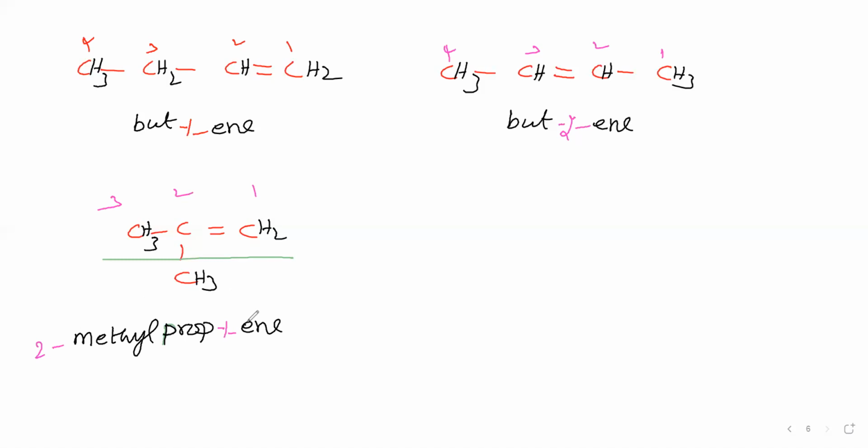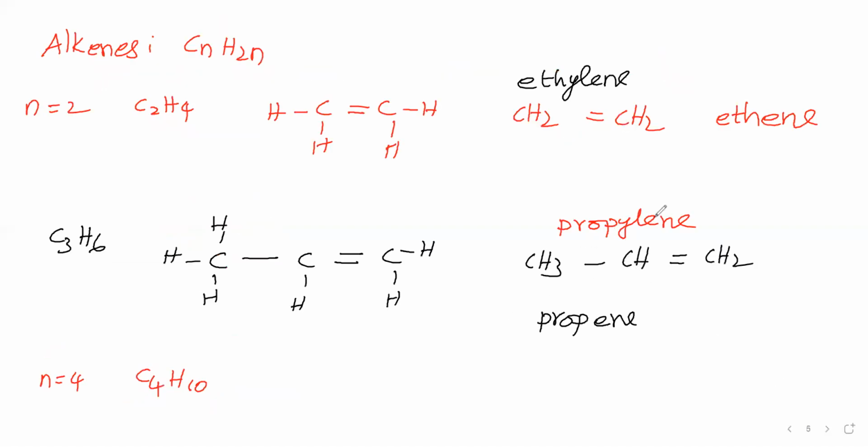Now in this case, for the common name, we see this second carbon is having 2 methyl groups, therefore we can say iso: isobutylene. Generally, butylene means this one; the common name is this one, not this. For this we cannot give a common name, so the IUPAC name only we can say. That is what we said in the earlier case, where for the common name we said propylene.